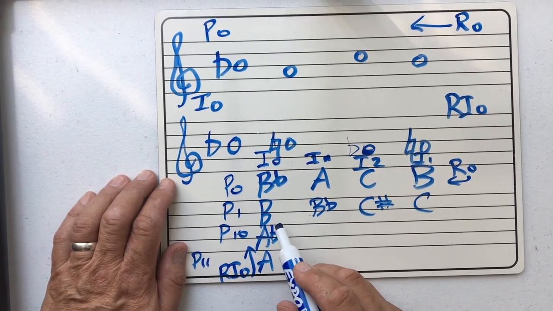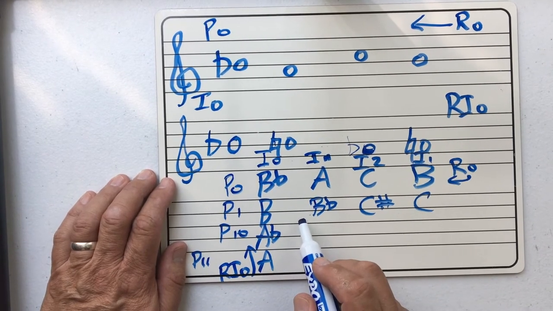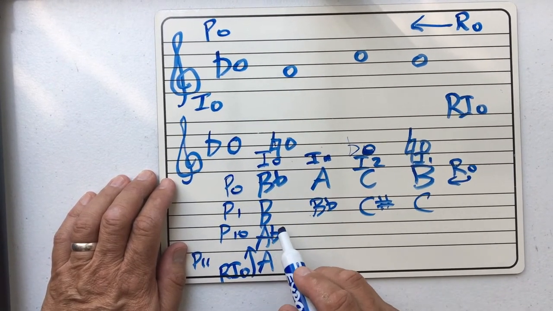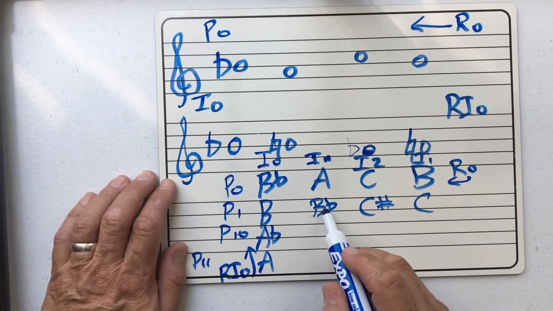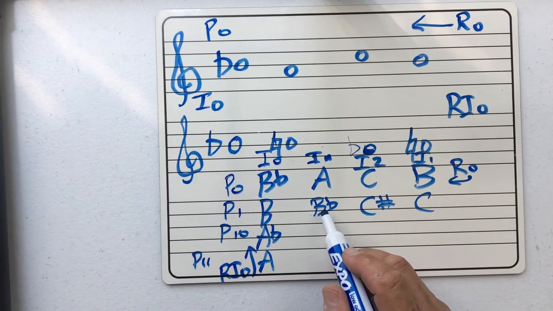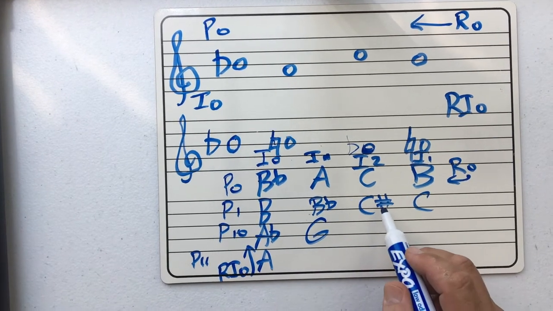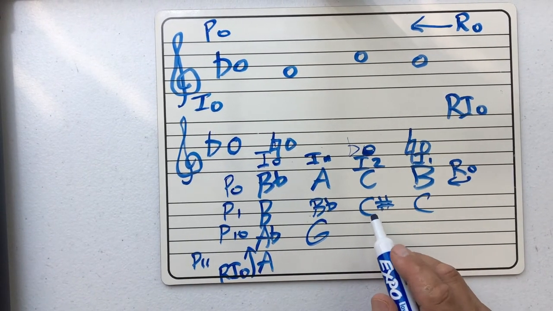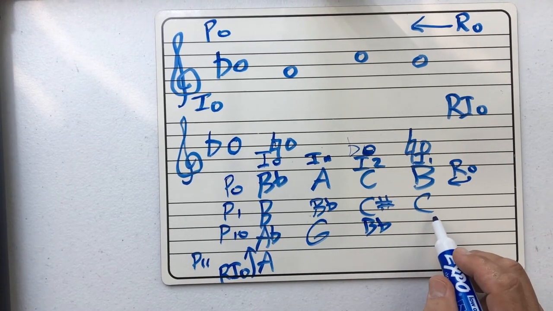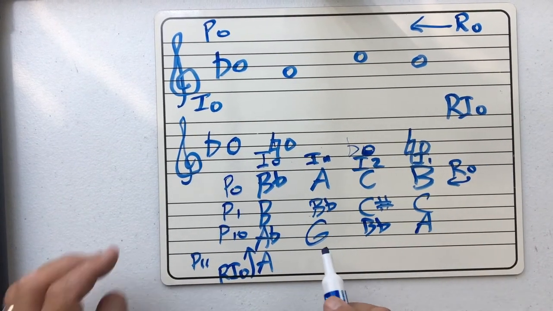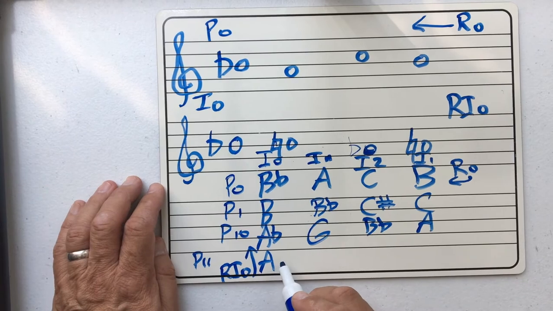But I'm going to add 9 semitones, which is the same thing as going down by a minor third of 3 semitones. B down to A flat. B flat down 3 semitones. G. C sharp down 3 semitones. Okay, B flat. C down 3 semitones is A. So there's our P10, and then our P11.